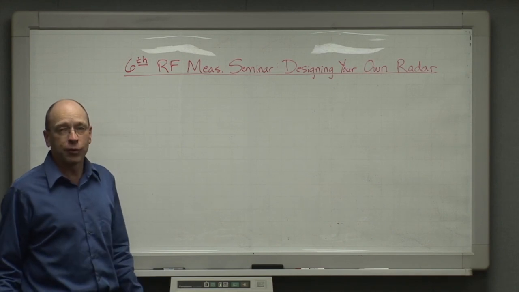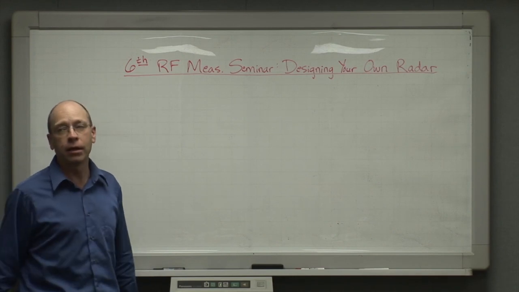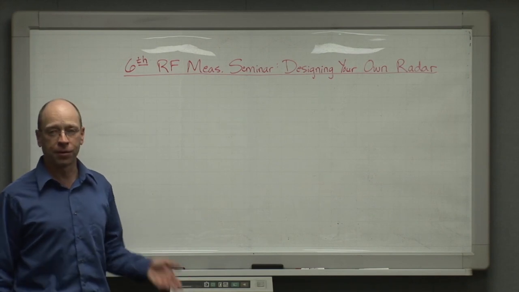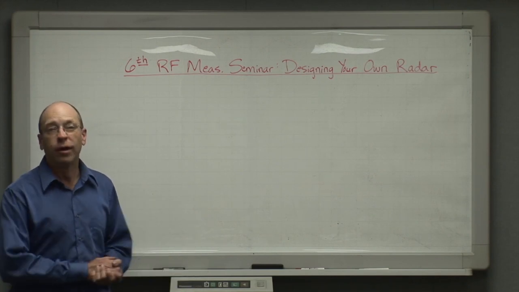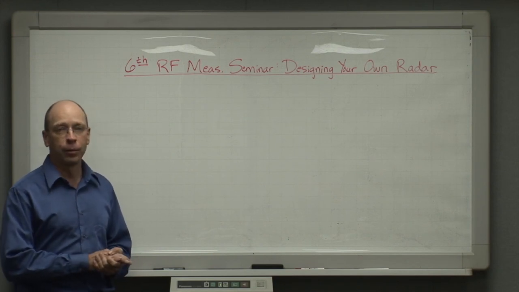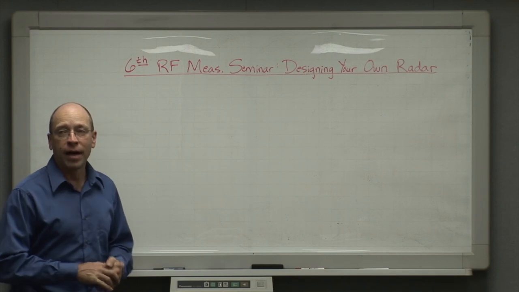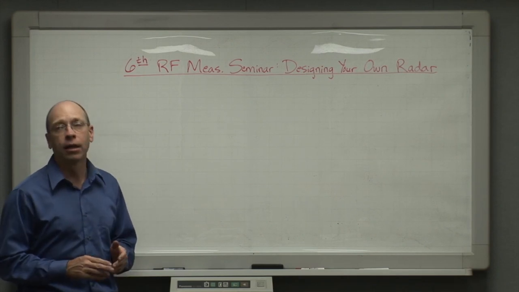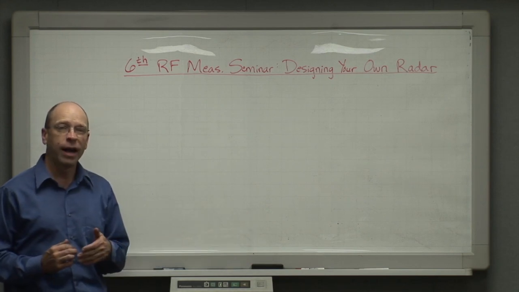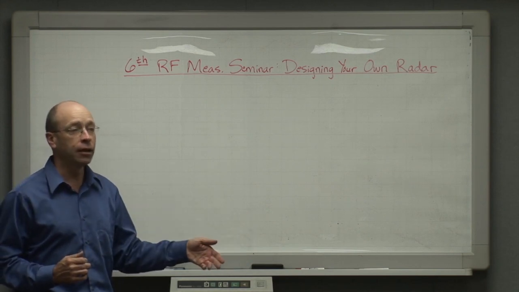So the question becomes, well, why do radar emissions look the way they do? If we're going to have to measure these emissions, how can we understand what we're seeing coming out of these radars? So I want to take a break from the discussions we've been doing about noise so far and just talk briefly today about how to design a radar, because as we work through the problem of designing a radar, we'll see why the radar waveforms typically look the way they do.